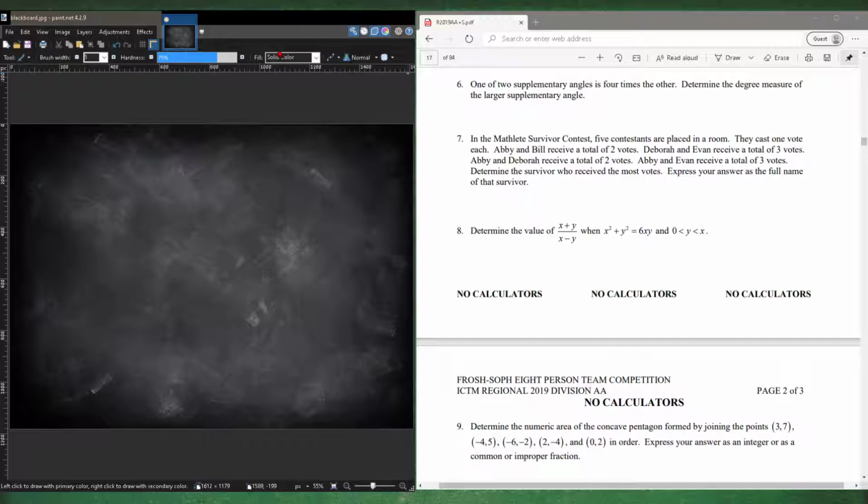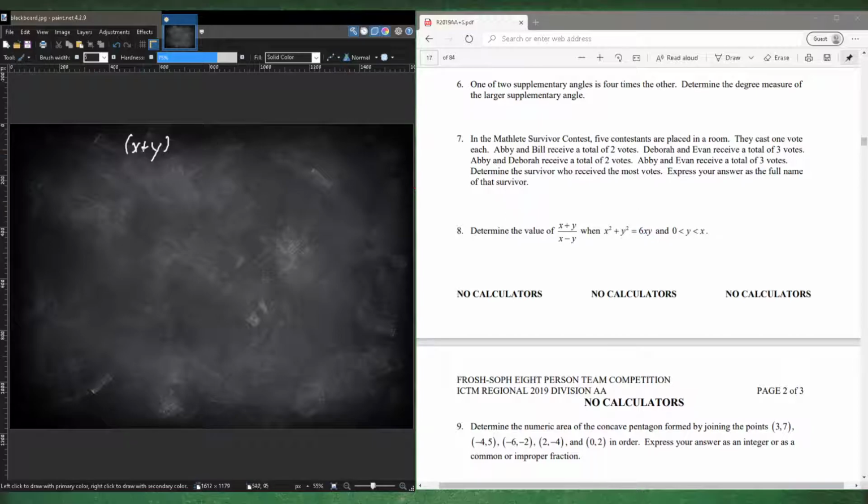Okay, number 8. Determine the value of x plus y over x minus y when x squared plus y squared equals 6xy and x and y are positive. What I notice is that I need to get x plus y and x minus y. Let's get x plus y first. I don't know what x plus y is, but I know x squared plus y squared is 6xy.